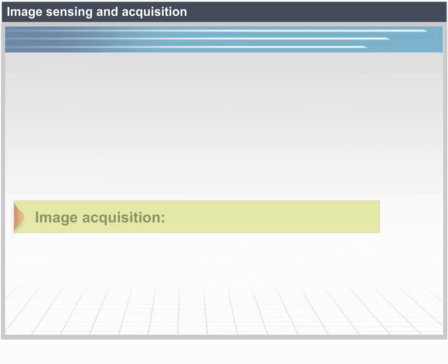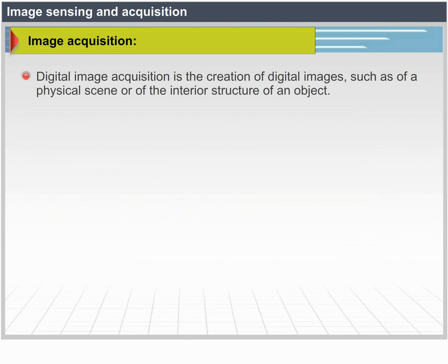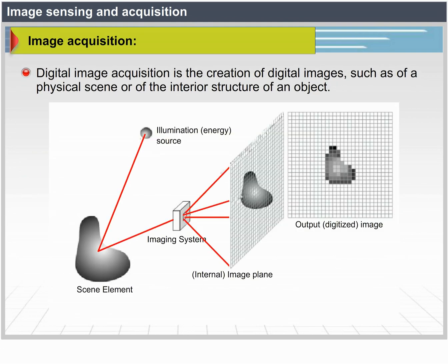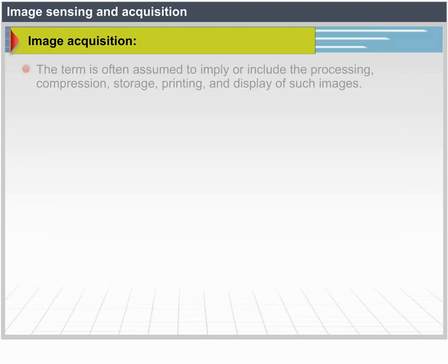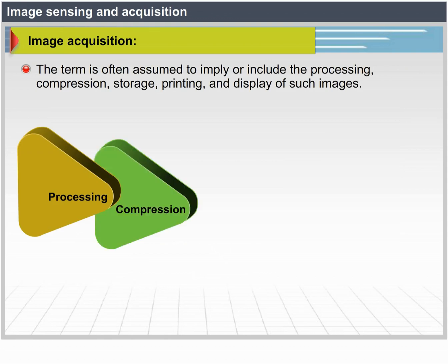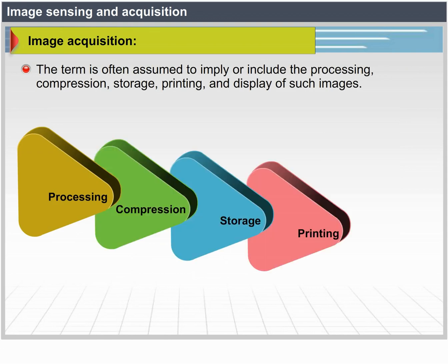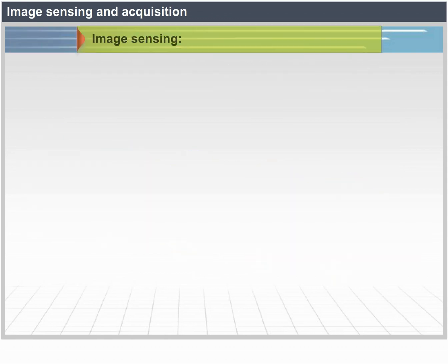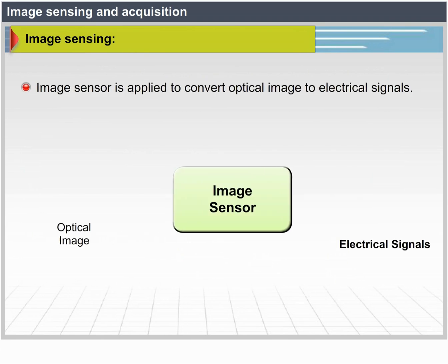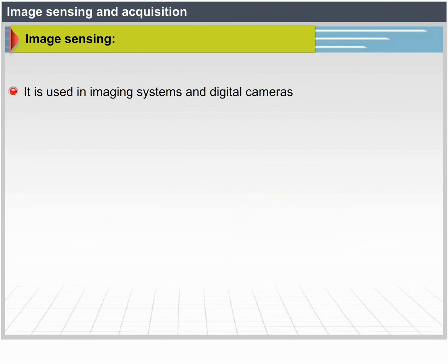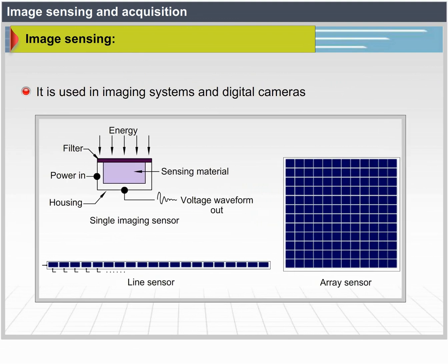Image acquisition. Digital image acquisition is the creation of digital images such as of a physical scene or of the interior structure of an object. The term is often assumed to imply or include the processing, compression, storage, printing, and display of such images. Image sensing. Image sensors are used to convert optical image to electrical signals. It is used in imaging systems and digital cameras.